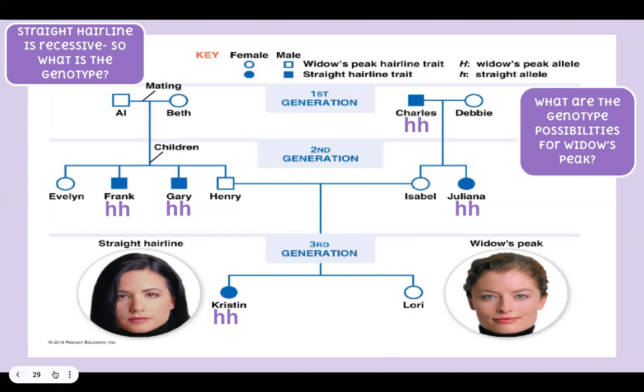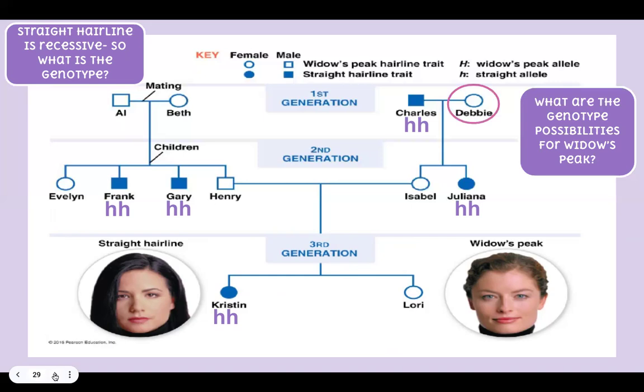Now for widow's peak, which is dominant, this one is a little bit more challenging to figure out because now there are two possible genotypes for someone who has a widow's peak. Those genotypes are big H, little h, or big H, big H. It's dominant. So now this becomes like a puzzle to figure out as many genotypes as possible.